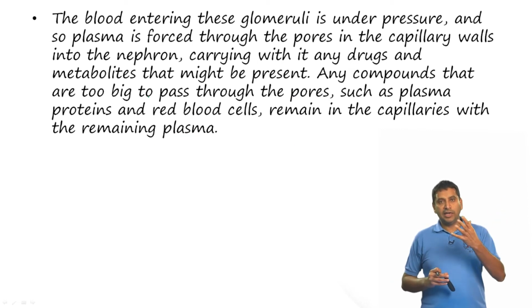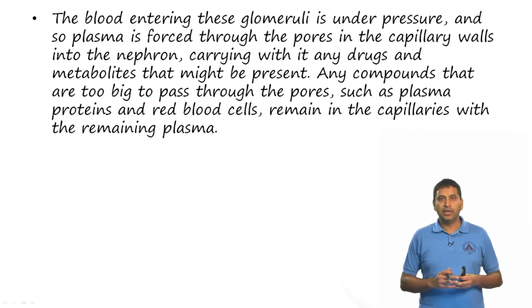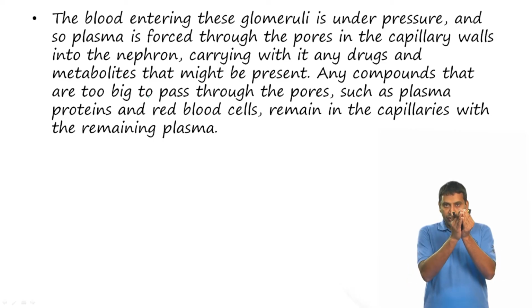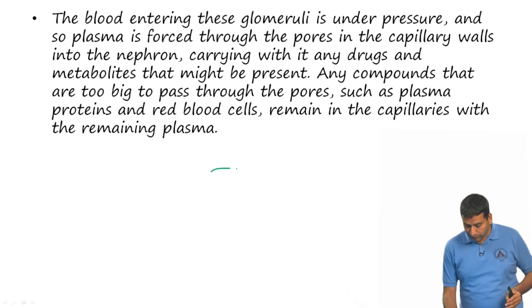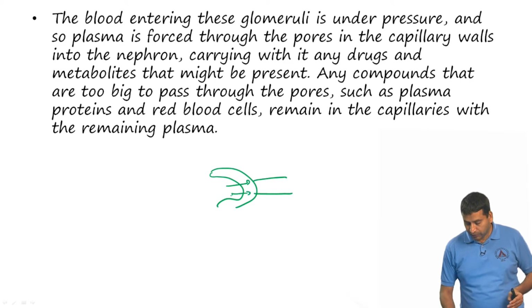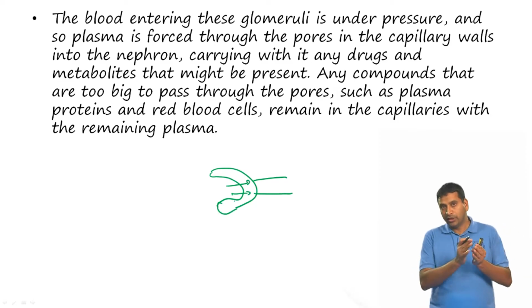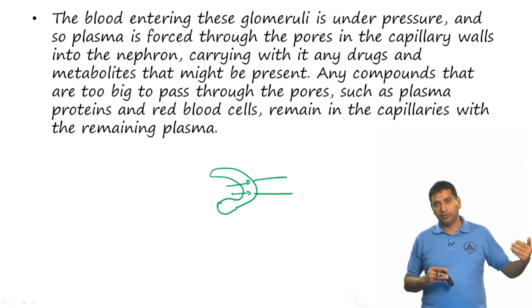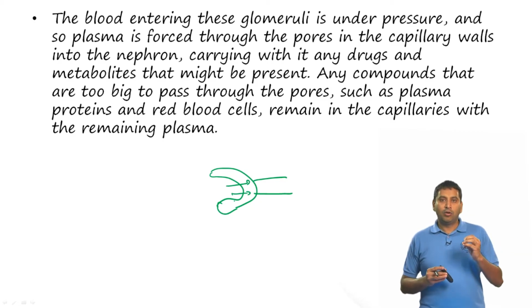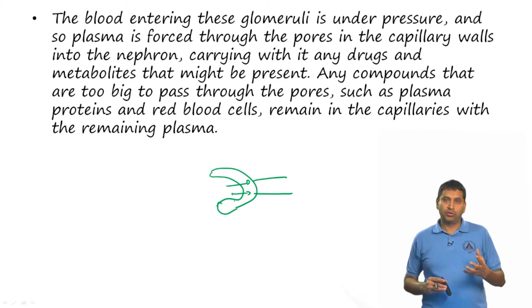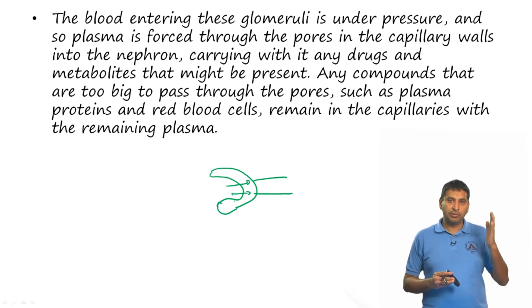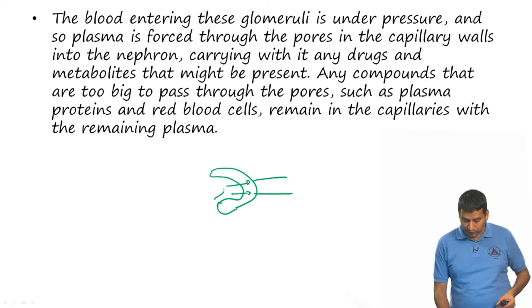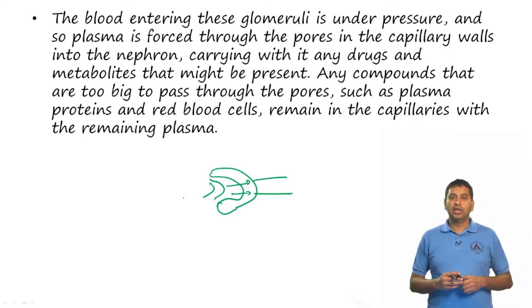Now, the blood entering the glomeruli is under pressure, right. So, the plasma is forced through the pores in the capillary walls into the nephron. Through the glomerulus, the particles are forced through these pores into the nephron. Any drugs or metabolites that might be present also travel into the nephron. Any compound that is too big to pass through these pores such as plasma proteins and red blood cells remain in the capillary. So, the proteins remain in the capillaries.